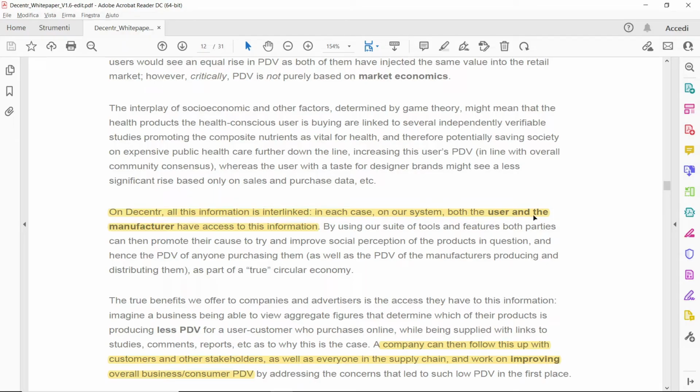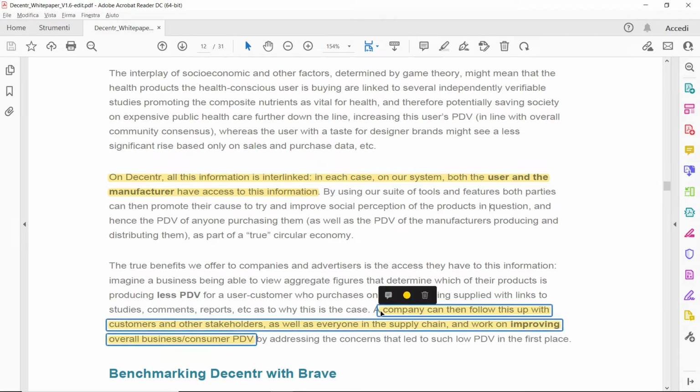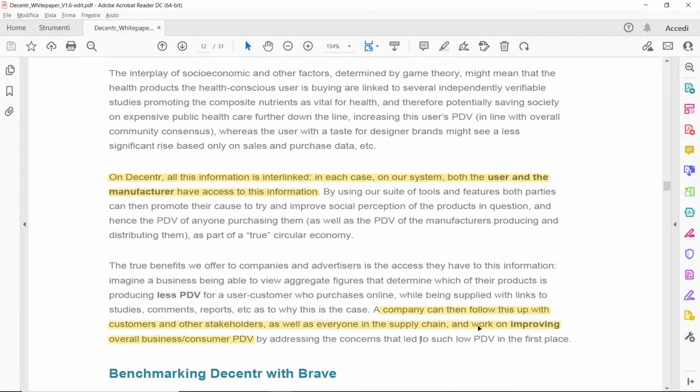Because obviously our data, if we give the consent to, will be shared with other manufacturers and businesses in order to improve their business overall. And I really like the way that they put not only the user as the protagonist, but also the company. Because here they say that a company can follow up their customer and other stakeholders in order to improve the overall business consumer PDV. They can figure out and determine what products create less PDV and improve them.